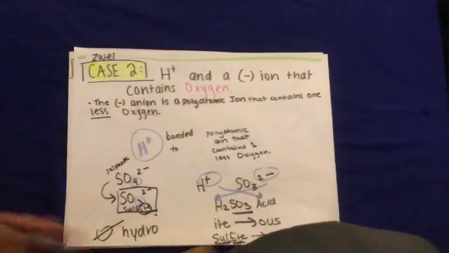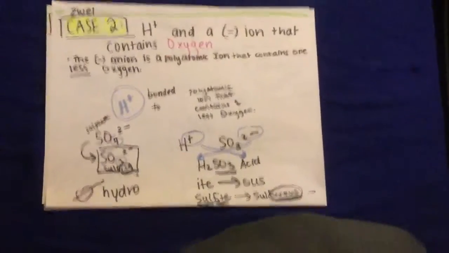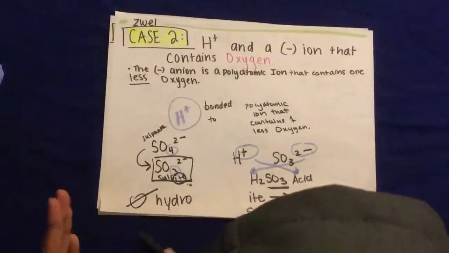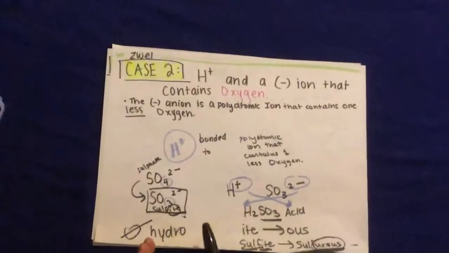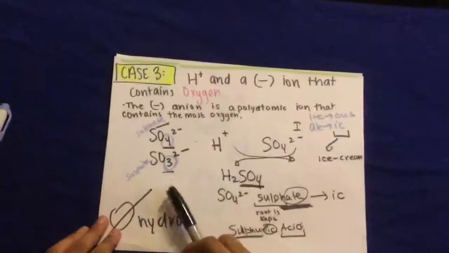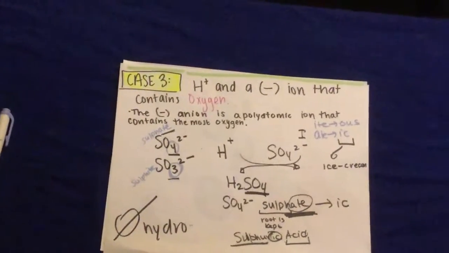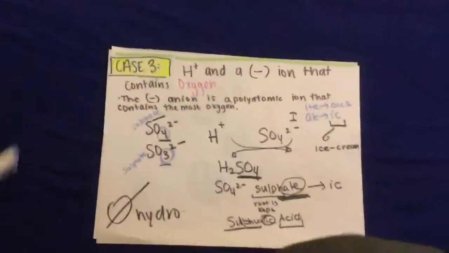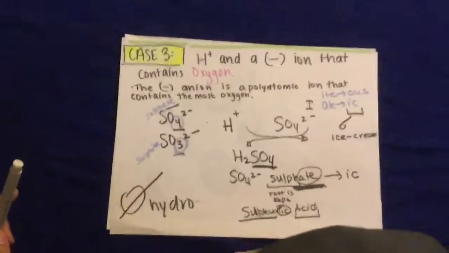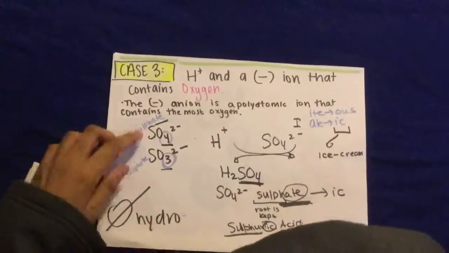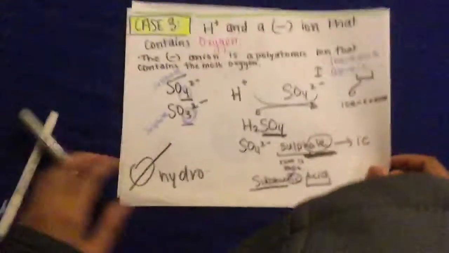Case number 2, quickly, is where you have the polyatomic ion that contains 1 less oxygen. In that case, it would be called something ite, and you keep the root, don't add hydro, and change the ite to OUS. In case number 3, where you have a hydrogen ion, H plus ion, obviously because it's an acid, with a polyatomic ion that contains 1 more oxygen, you would just change the ATE to IC.